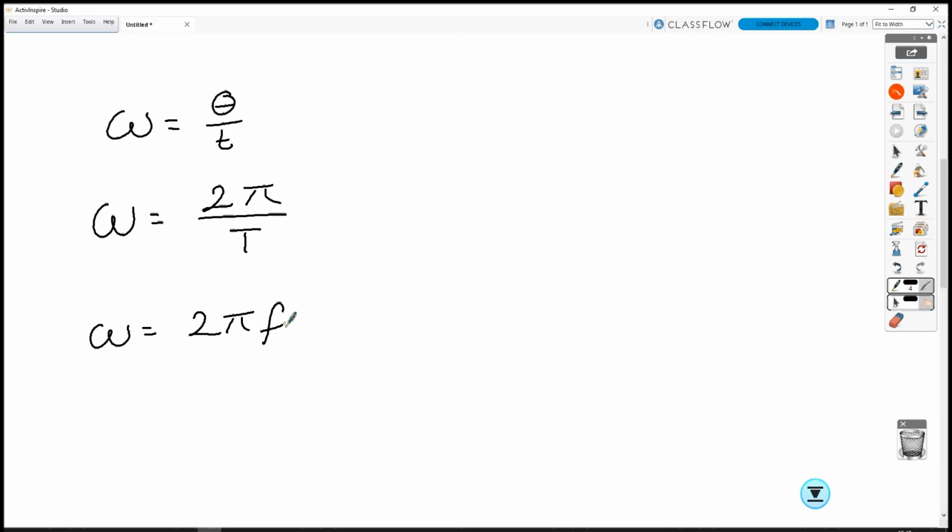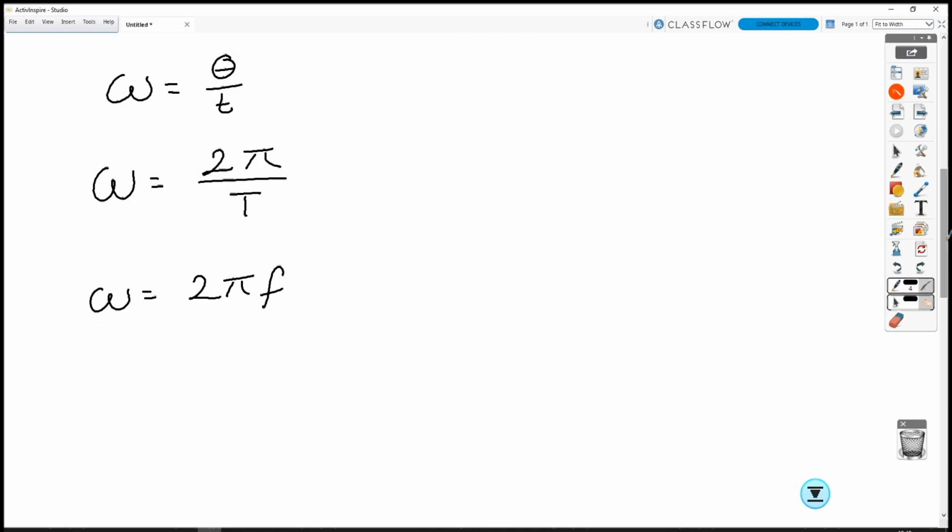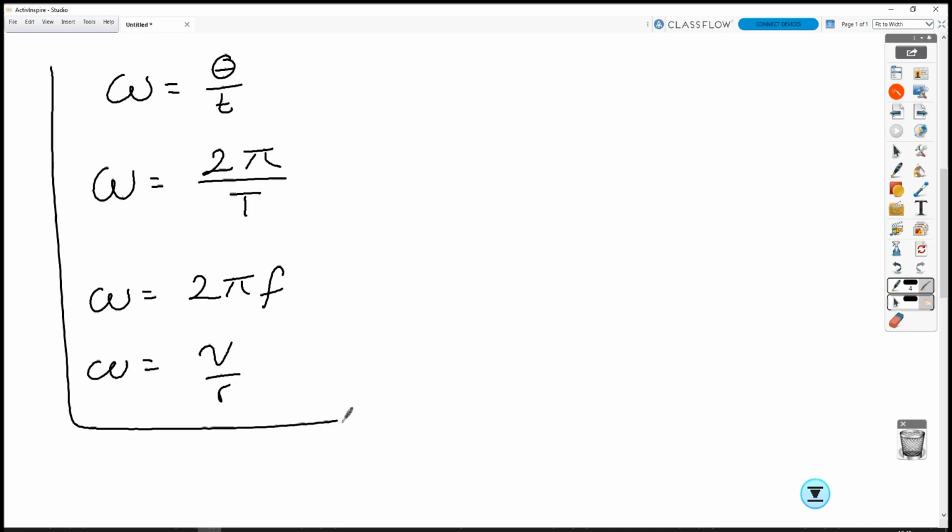And then the last one, which is the only one that looks different to these, but eventually when you start using all the equations, you're going to find that they're all the same thing, is omega is equal to v divided by r. And we put a box around these.